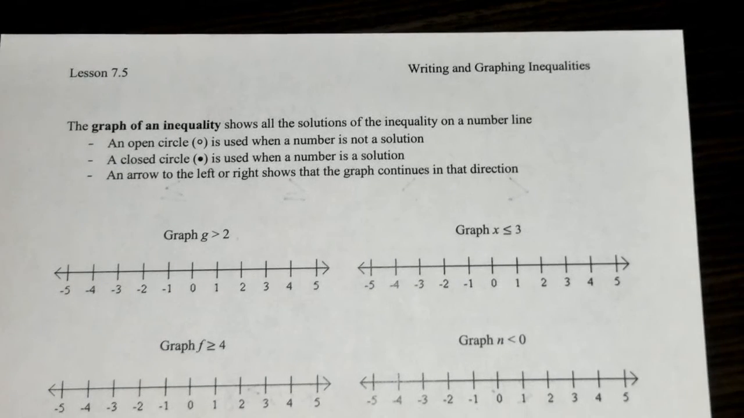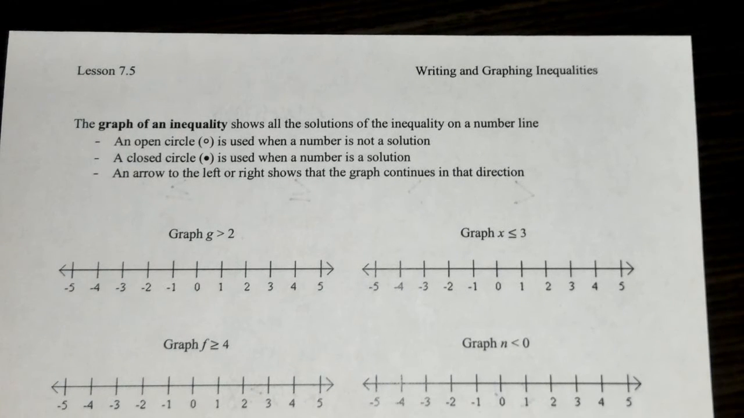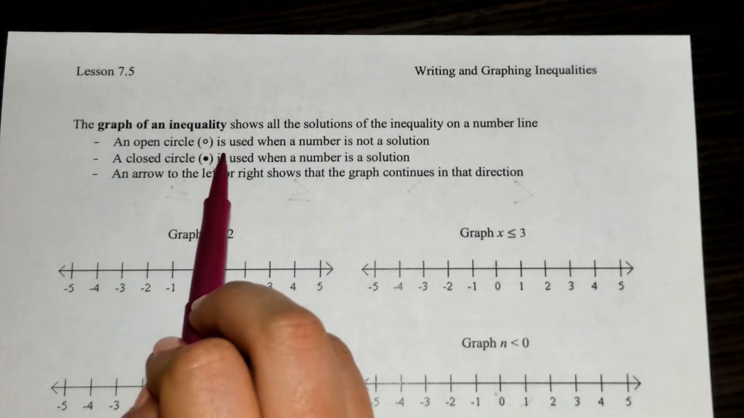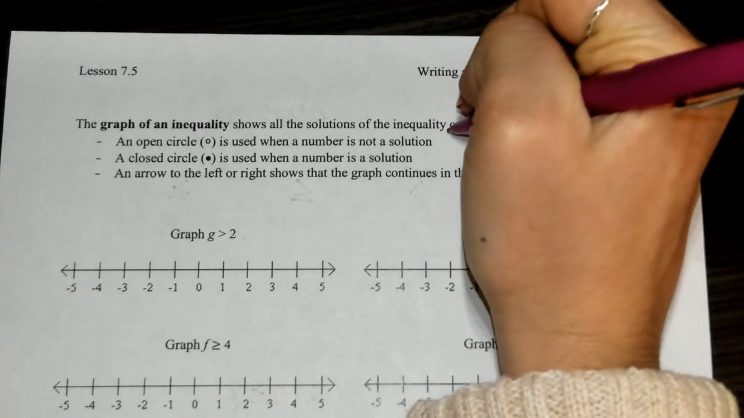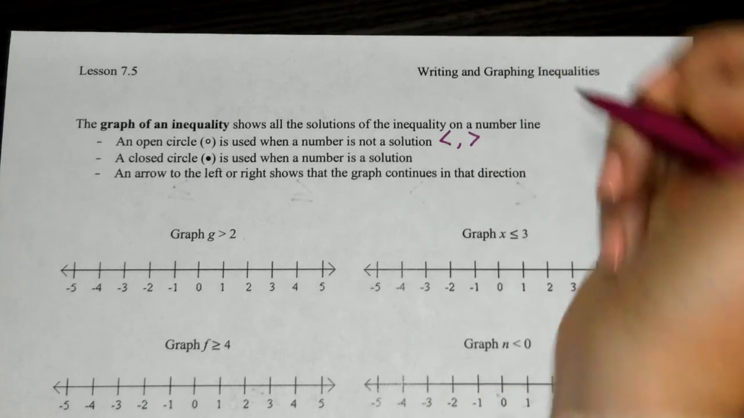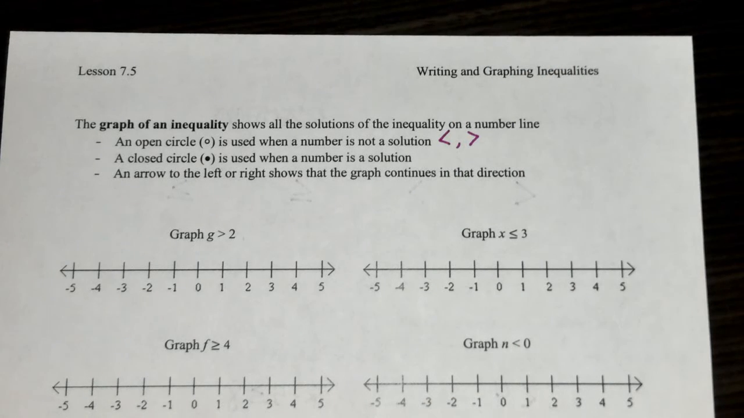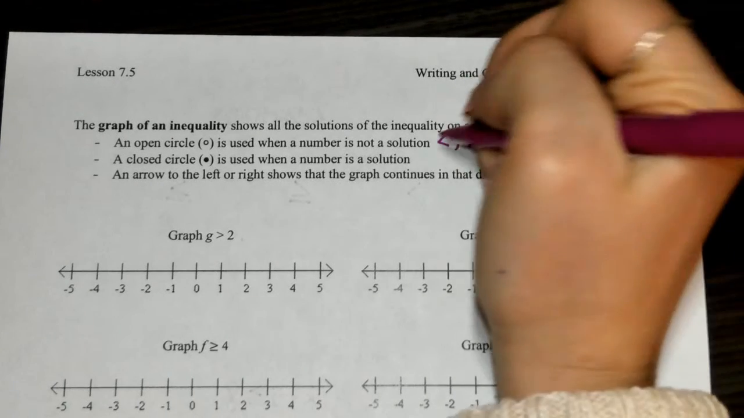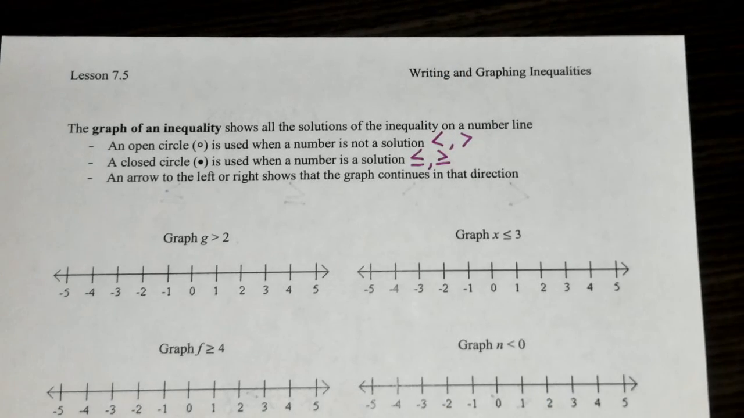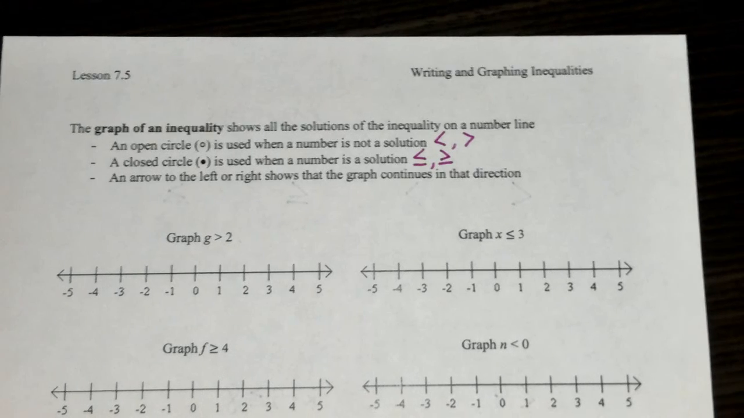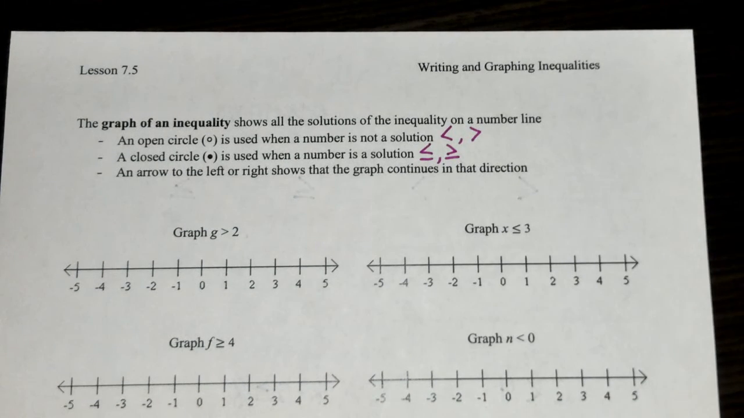The graph of an inequality shows all the solutions of the inequality on a number line. So when we graph, we use an open circle when a number is not a solution. That's when we have the less than sign or greater than sign. We use a closed circle when a number is a solution. That's when we have the line underneath to show that it does equal that number we're talking about. And then we also use an arrow to the left or right to show that the graph continues in that direction.